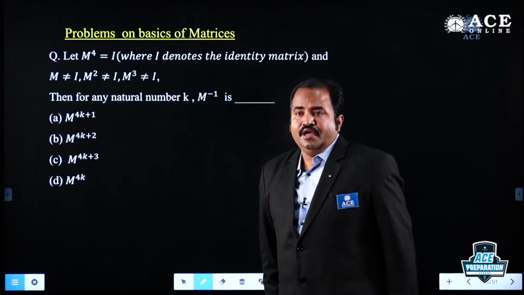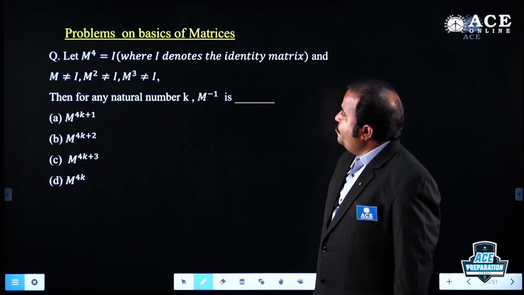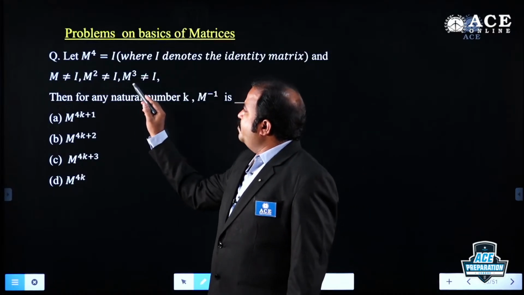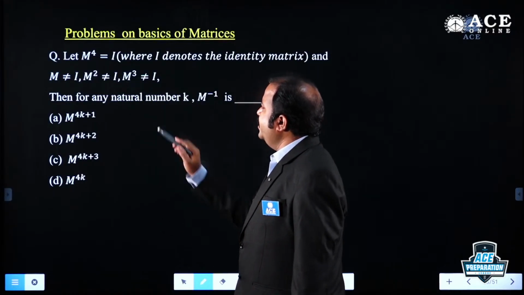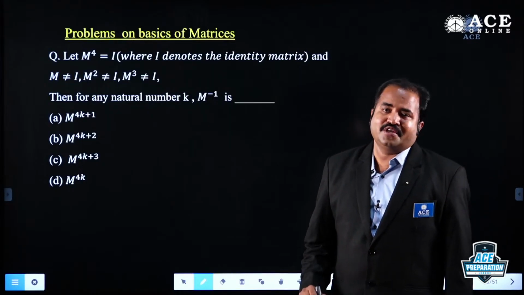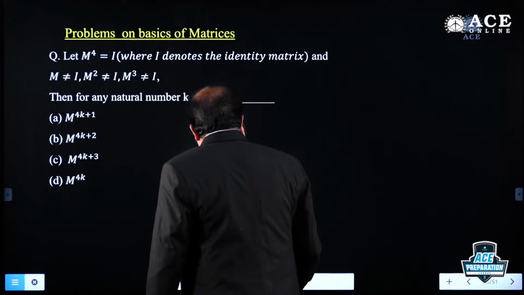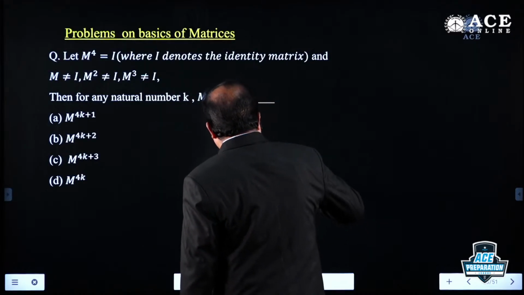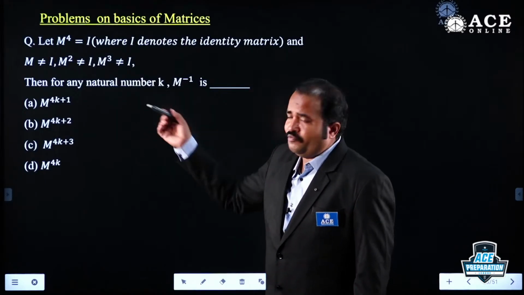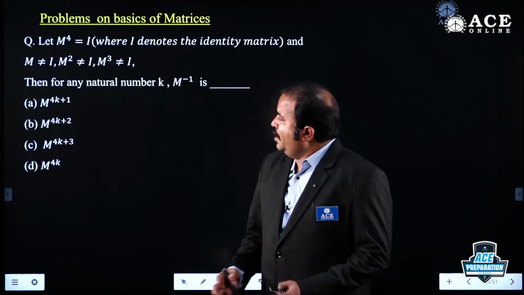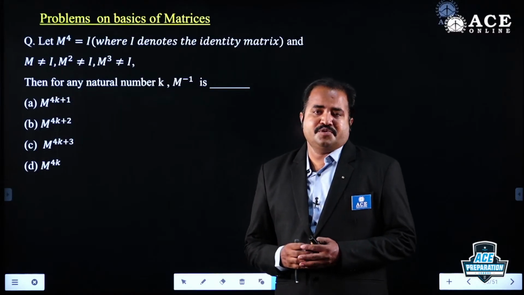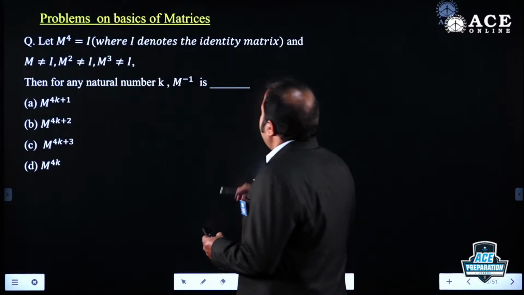Let us see the next question. Let m power 4 equal to I, where I denotes the identity matrix, and m not equal to I, m square not equal to I, m cube not equal to I. Then for any natural number k, m inverse is what? What is the inverse of the matrix? See, 4 options are given. Option A: m raised to 4k plus 1. Option B: m raised to 4k plus 2. Option C: m raised to 4k plus 3. Option D: m raised to 4k. How do we solve this one?